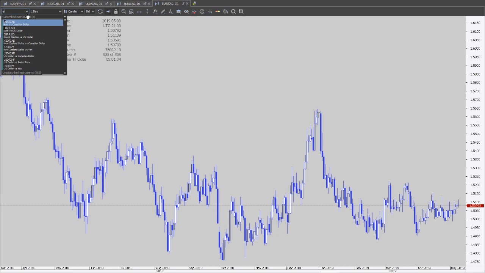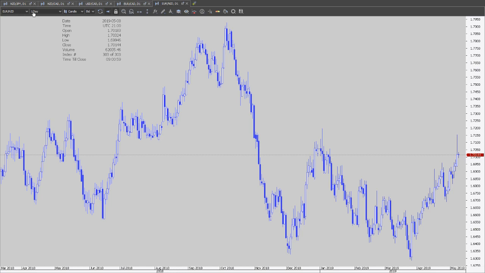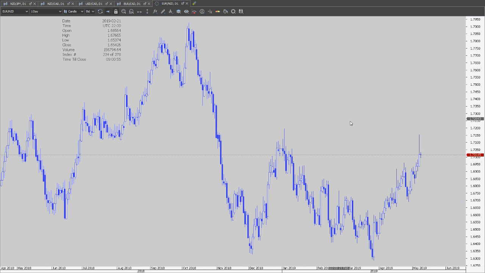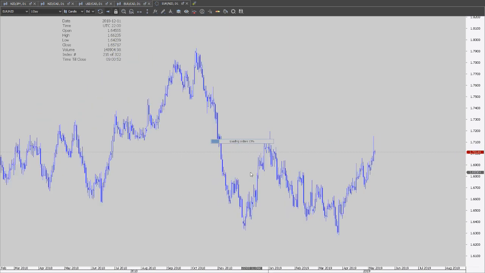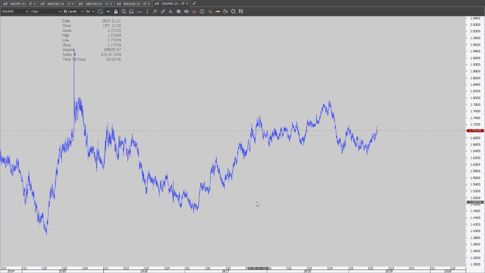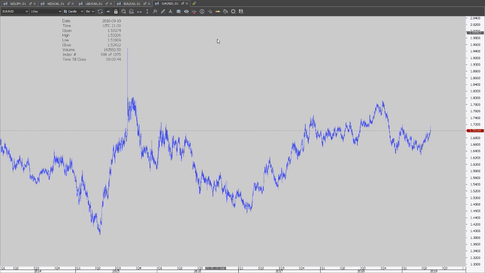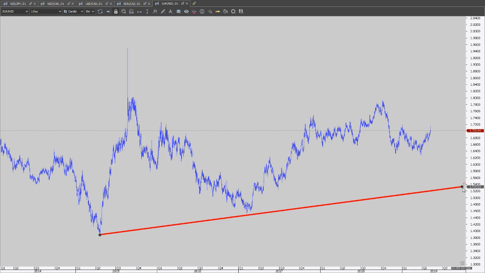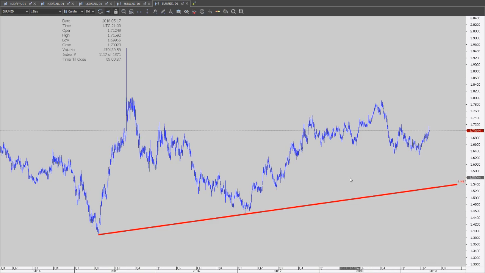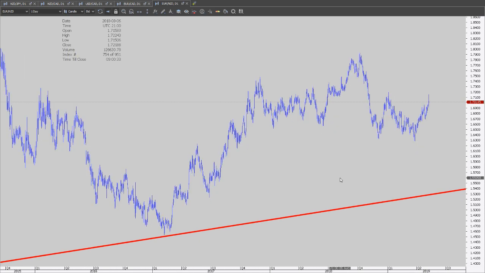not CAD related, Euro New Zealand. Let me check. Euro New Zealand. Okay. Let's address the crowns. So this is the long-term uptrend line.